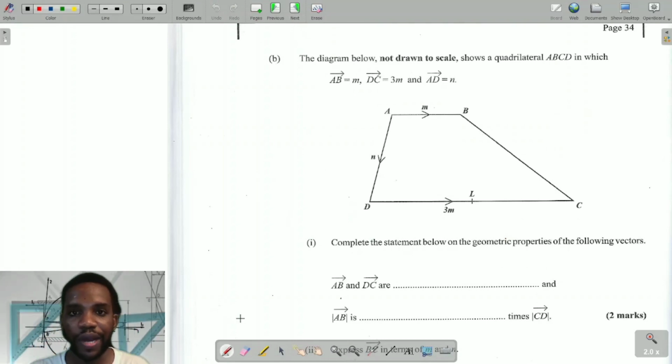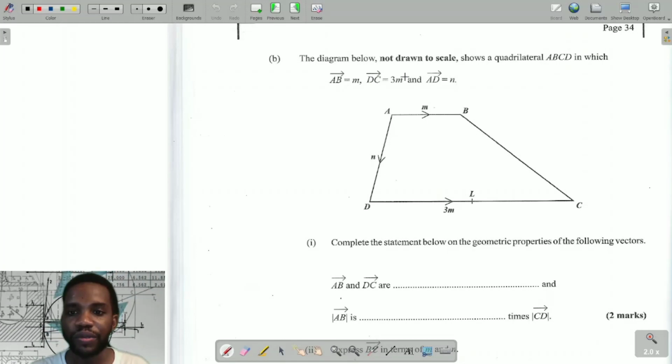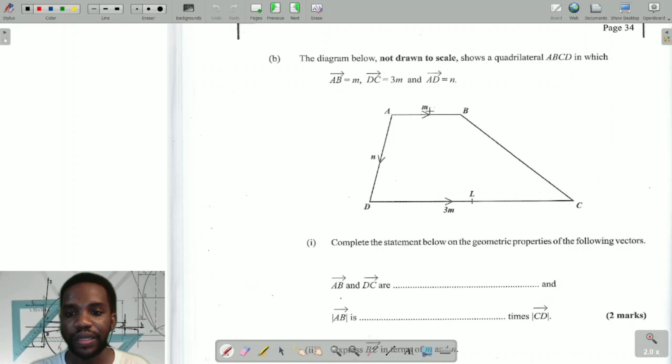Alright, here we come upon a vectors question. It says the diagram below, not drawn to scale, shows a quadrilateral ABCD, in which AB equal to m, as you can see here, and follow the direction of the arrow. AB, the arrow is going from A to B, very important. DC equal 3m, as you can see here, and AD is equal to n.